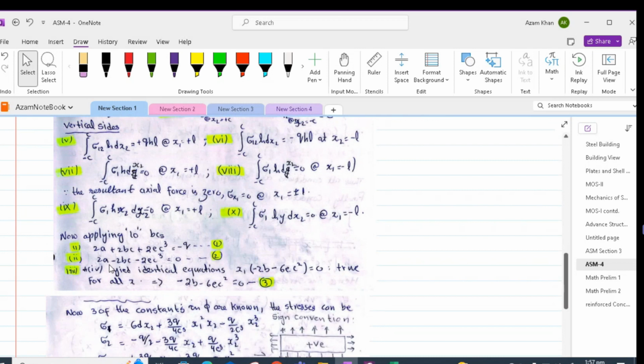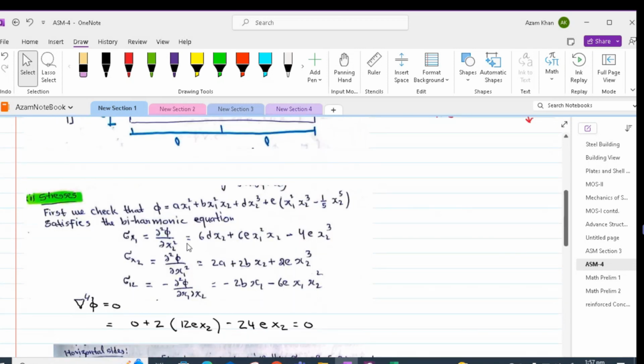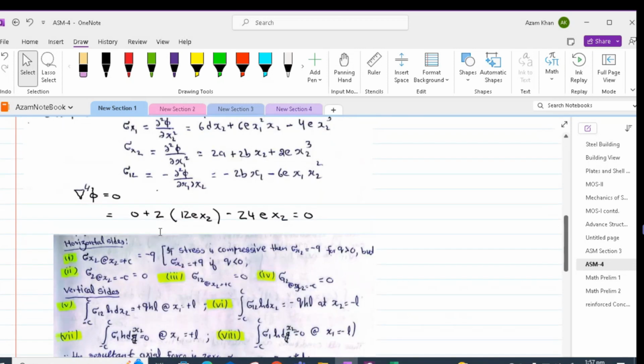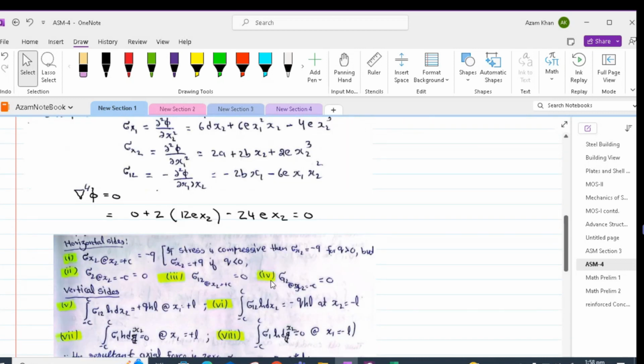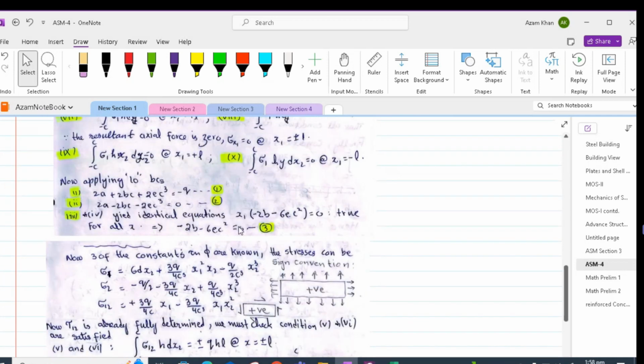We can do the same exercise with sigma 1. So applying the first two boundary conditions, we will get two equations 1 and 2. Equation 3 and 4 give us the same answer, so we can just pick one equation. Thus 3 and 4 will give us just one equation. This equation is written as x1 times the bracket of 2b minus 6ec square, equal to 0.